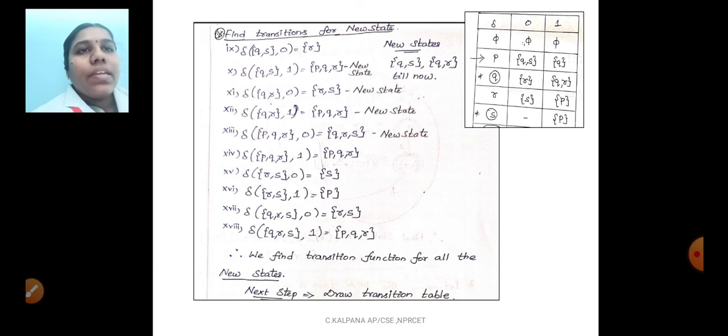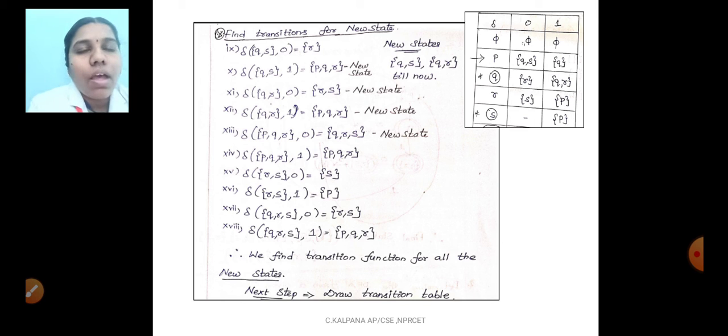R is already present in the question, so it is an old state. Q s comma 1, answer is new state, p q r. Refer to the transition table. Q s comma 1 answer is p q r. It is not available in the question, so consider p q r a new state. Already we have 2 new states, q s comma q r. Now p q r is also a new state.